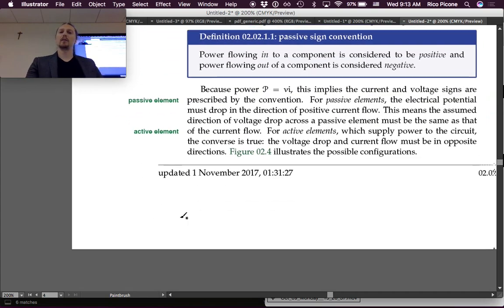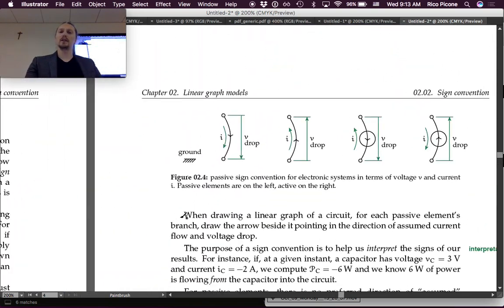Figure 2.4 illustrates this. We're now using our linear graph branches instead of our electronic circuit diagrams, but not much has changed, right? For circuits, it's pretty much the same thing.